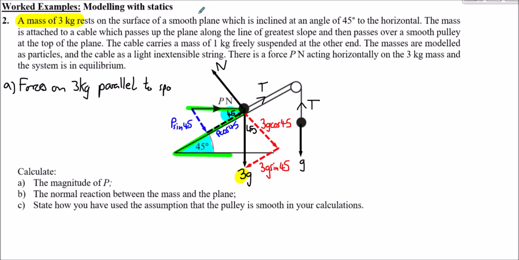Can't spell slope, that's going to be, what am I doing? Slope. S-L-O-P-E, wake up. Forces on 3 kilogram particle going parallel to the slope.